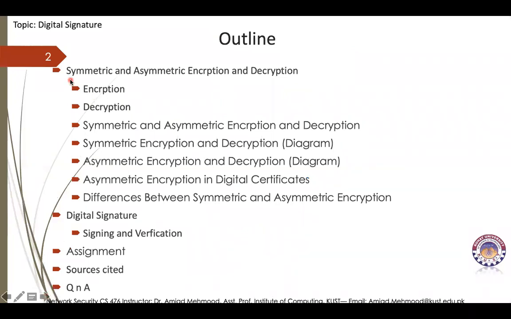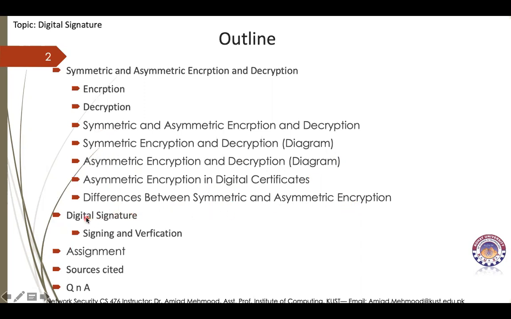First of all, we will be revising lecture number 22 on the topic symmetric and asymmetric encryption and decryption, which we discussed in that lecture. We discussed the encryption process, the decryption process, and symmetric and asymmetric encryption and decryption. Then I explained the same with the help of diagrams, and asymmetric encryption in digital signatures. And then we made a comparison between symmetric and asymmetric encryption.